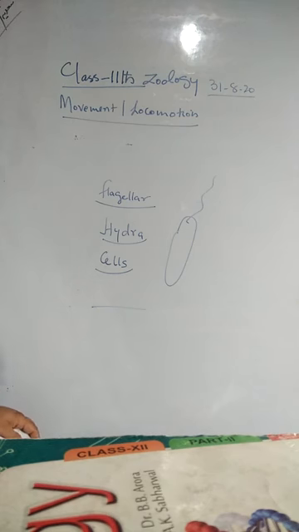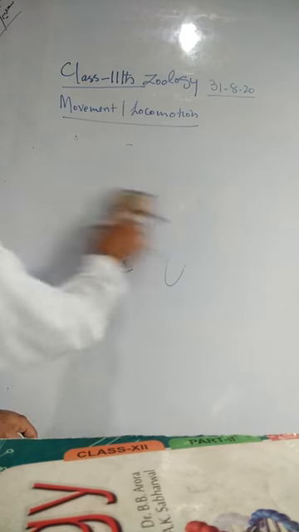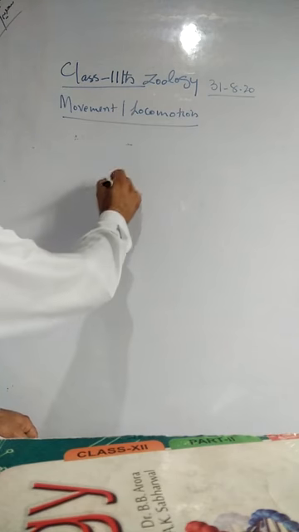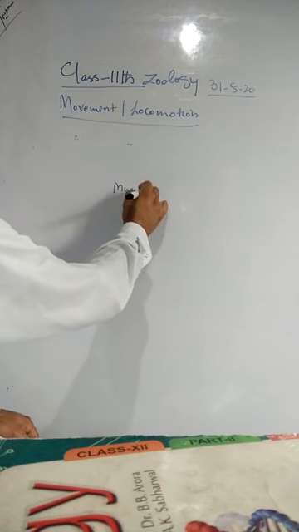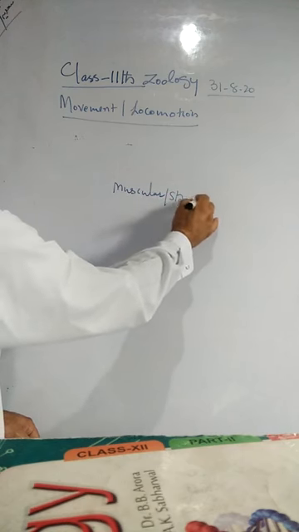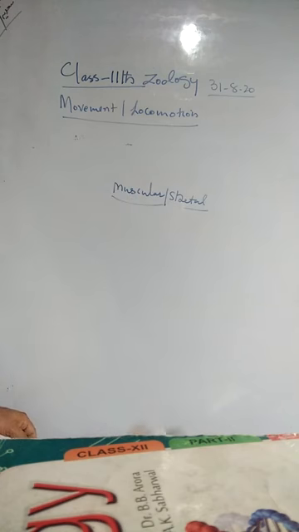In higher chordate animals, the movement is muscular movement. This muscular movement is due to two things, the muscular system and the skeletal system. The muscular system contains muscles and the skeletal system contains bones and joints as well as cartilage. These two in cooperation show the movement. That movement is called muscular movement.